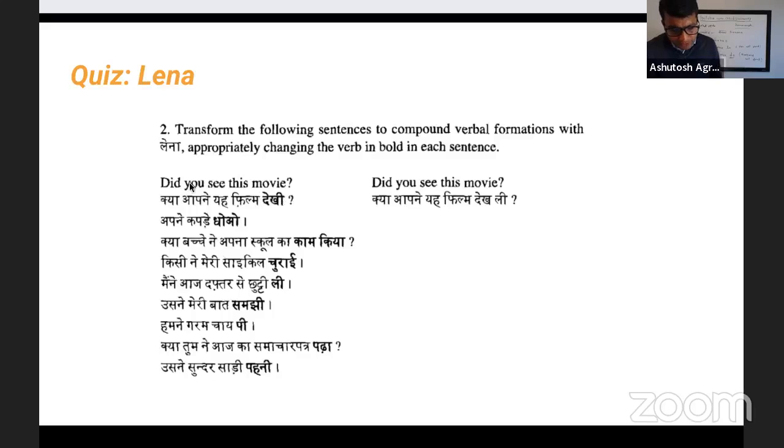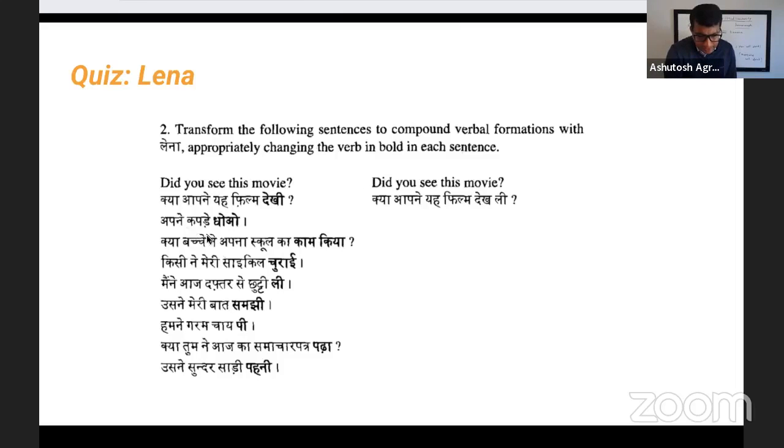Did you see this movie? क्या आपने यह फिल्म देखी? The sentence is rewritten again with a compound verb. Remember, dekhna in the past is dekhi. Now she's trying to use dekhna plus lena, which is dekh lena, and then dekh li. Have you seen this movie, or did you see this movie?